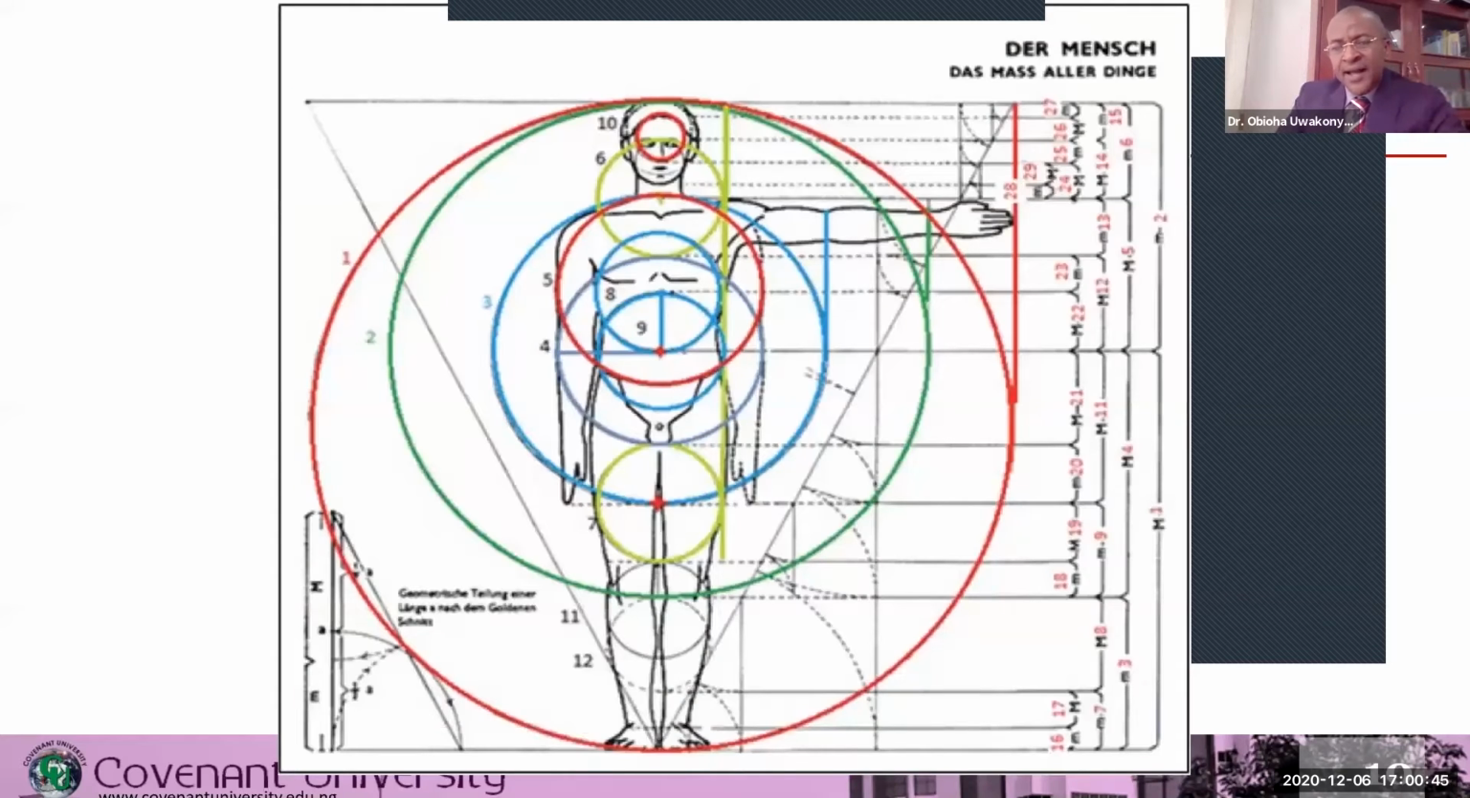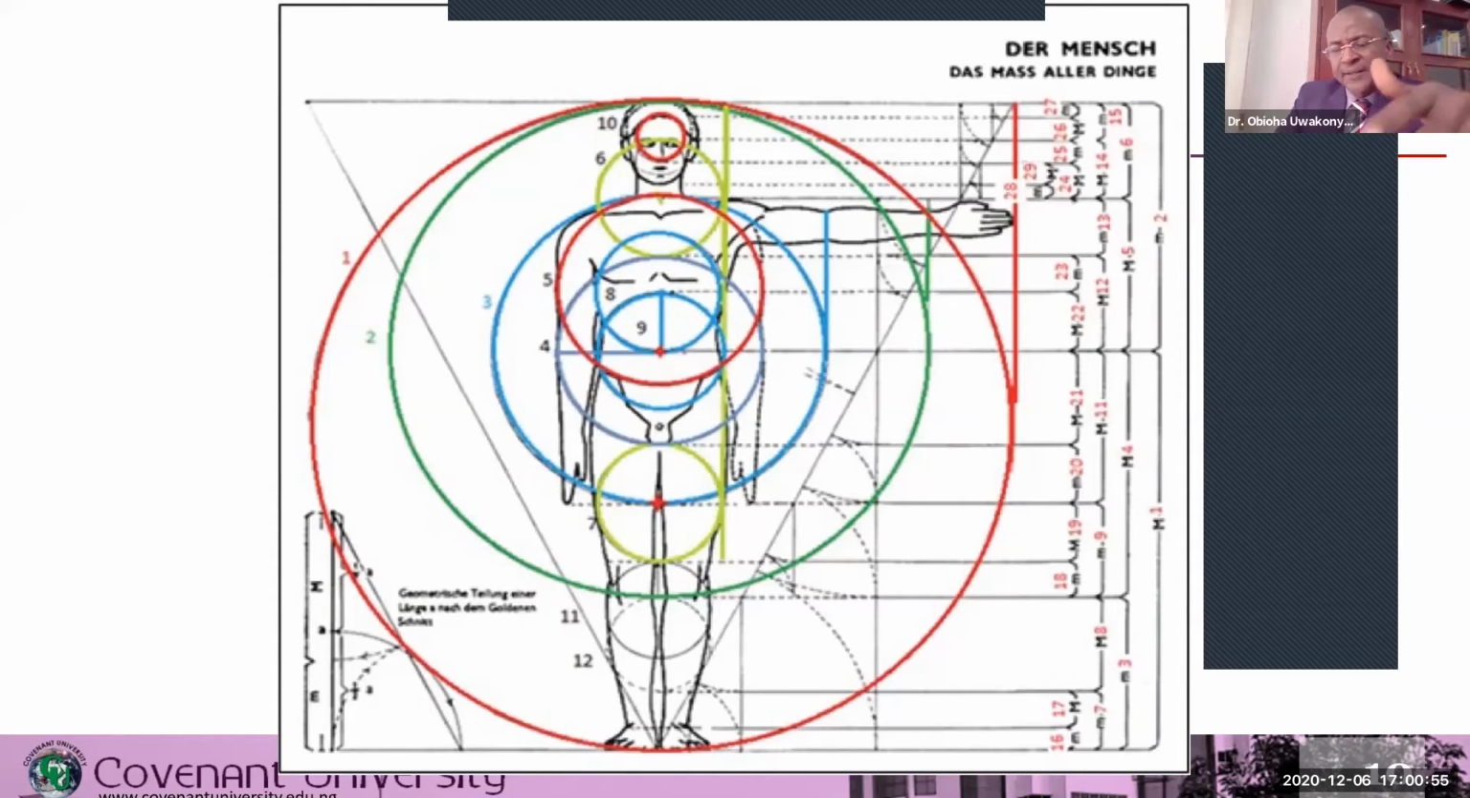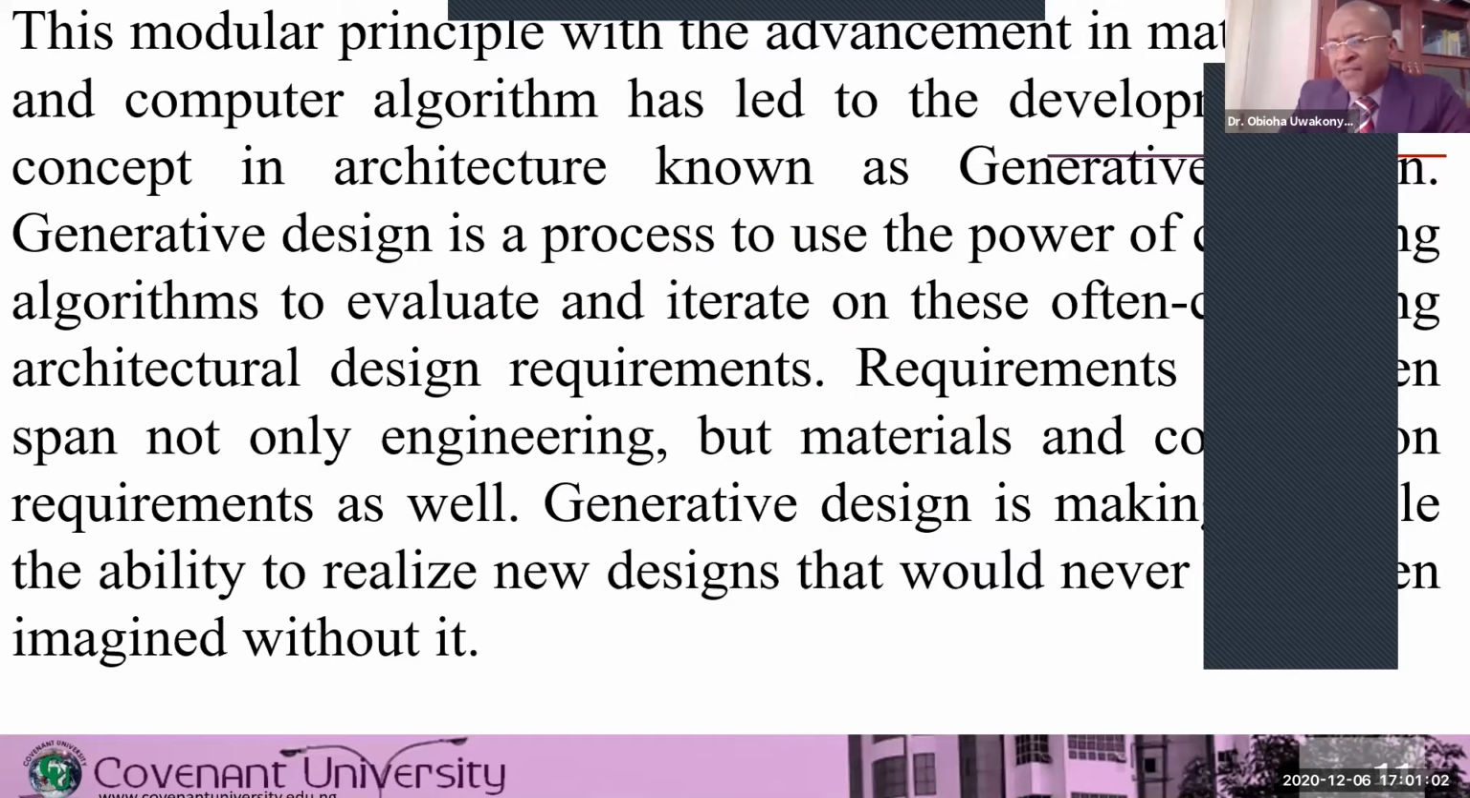Now, this idea was also taken to another level by a German architect, Ernst Neufert. He used the same principle to develop ratios with the human body that can be used in architecture. This principle, with the advancement in mathematics and computer algorithms, has led to the development of a concept in architecture that is known as generative design.